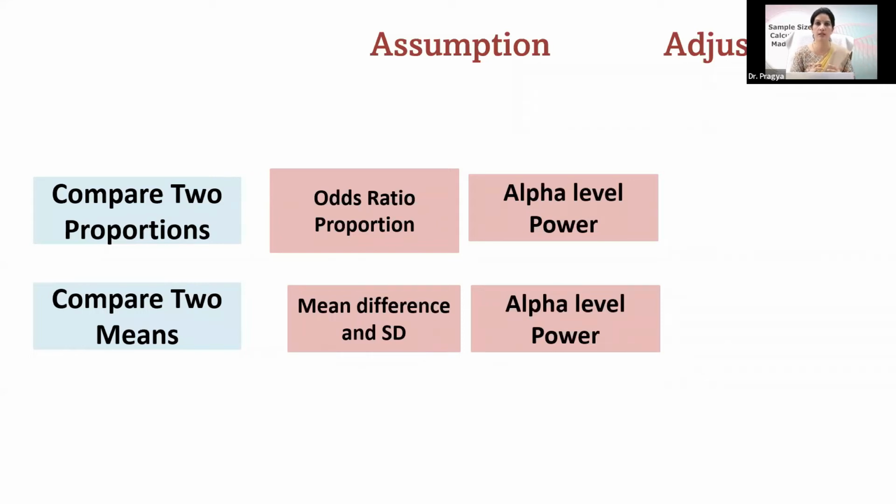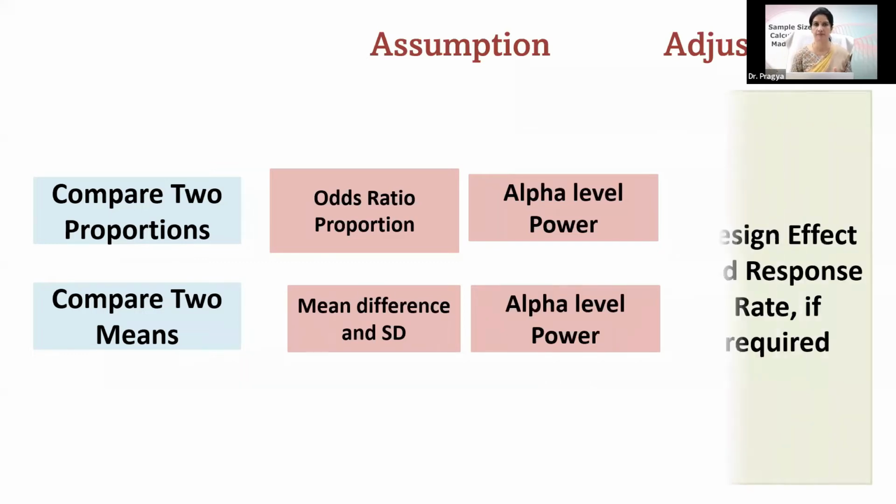If you are talking about the mean, then you have to see the input as the mean difference between the two levels, and the standard deviation. That should be the minimum input. And again, the alpha and power that you fix, whether you want to keep alpha as 5%, 3%, 1%, or power, where the minimum you start with is 80% and you can increase it to 90, 95, etc. And design effect and response rate, if required, then you can adjust for it. If not, then it is up to you.